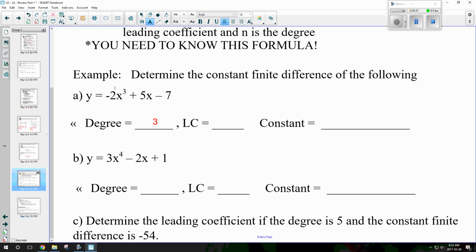Our leading coefficient, remember, is the number sitting in front of that variable with that highest degree. So in this case, our leading coefficient is -2. So to figure out our constant finite difference, we use our formula of the leading coefficient, -2, multiplied by our degree, and then it's our degree factorial. And remember, that's just something you type into your calculator. So you're going to have -2 multiplied by 3 factorial. 3 factorial is a value of 6. And then you have 6 multiplied by -2, which is -12. So your constant finite difference is a value of -12.